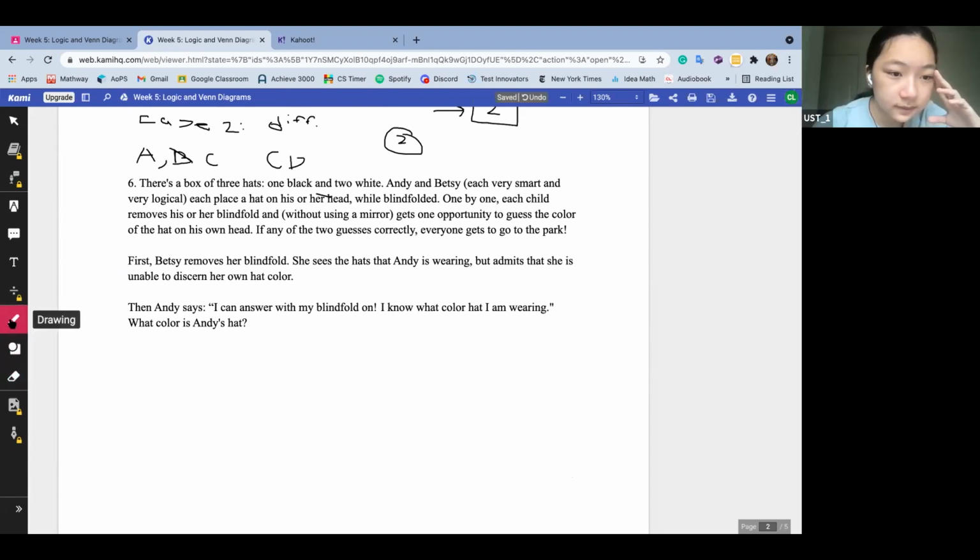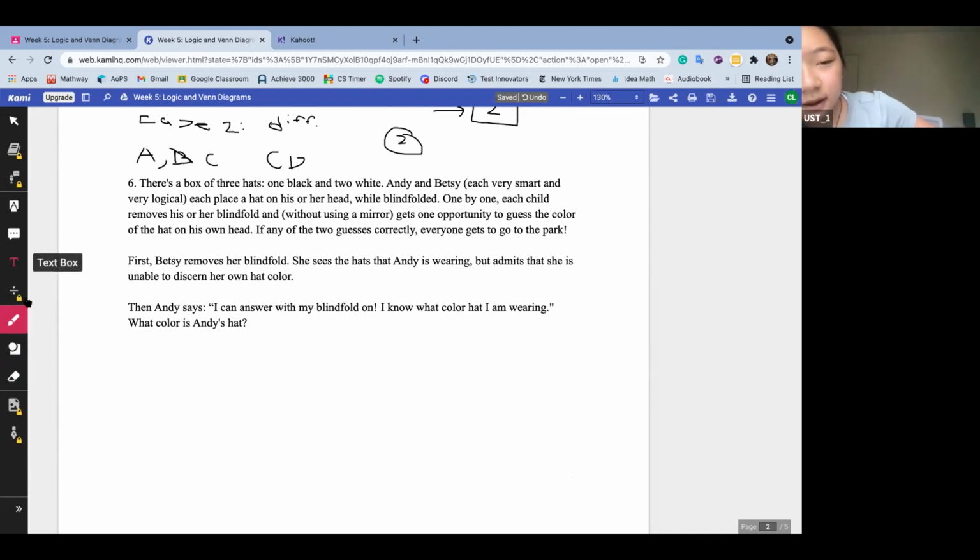So, is this the hat problem? Yeah. This is a pretty common question. There's a box of 3 hats, 1 black and 2 white. Andy and Betsy, each very smart and very logical, each place a hat on his or her head while blindfolded. One by one, each child removes his or her blindfold and, without using a mirror, gets 1 opportunity to guess the color of the hat on his own head. If either of the 2 guesses correctly, everyone gets to go to the park.